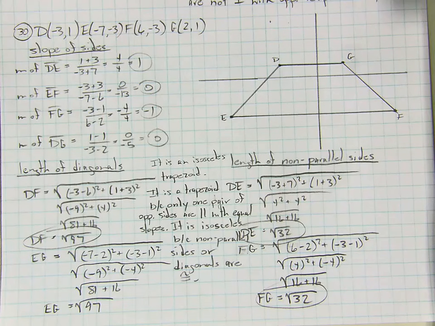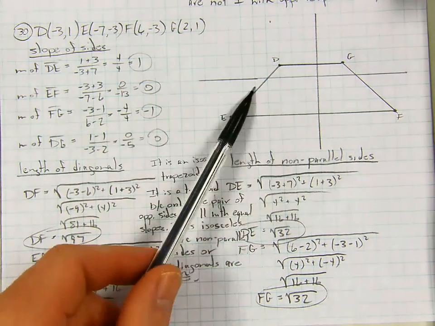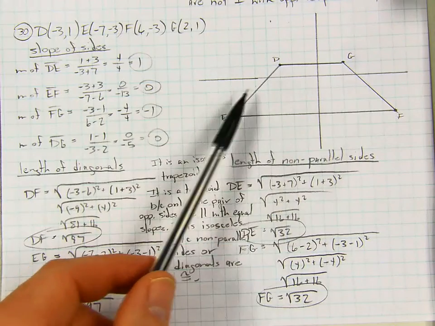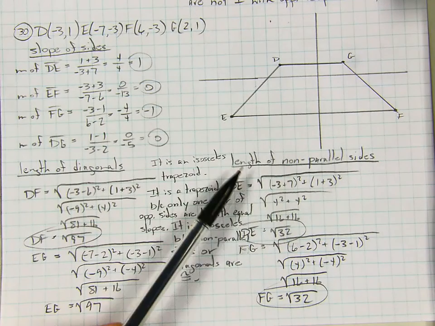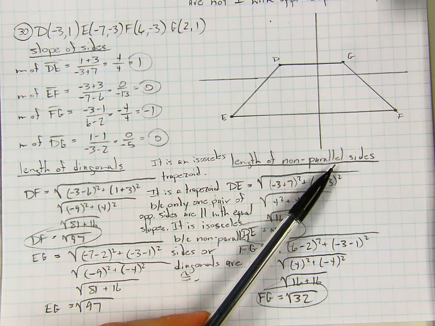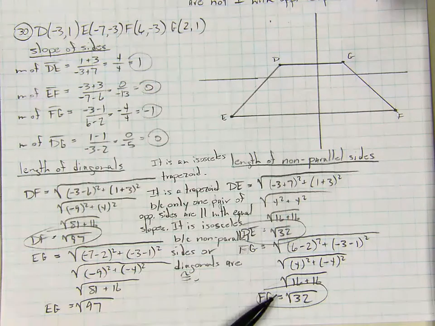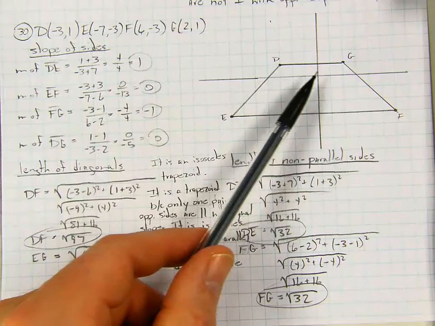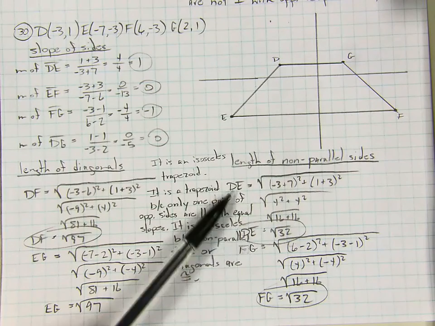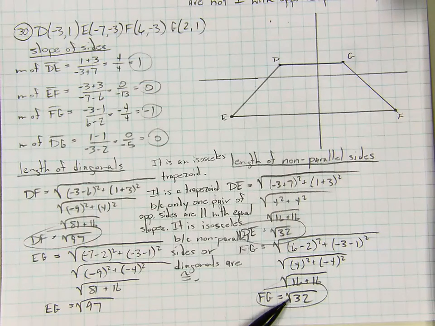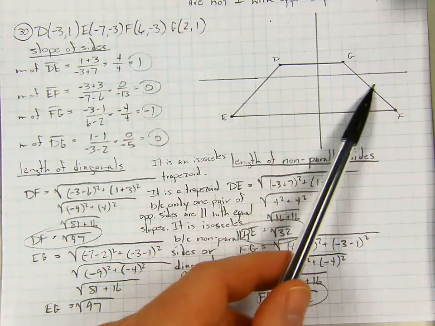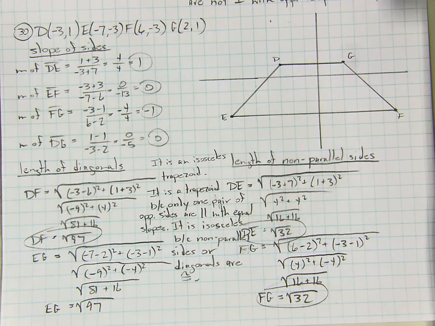So if it's a trapezoid, we need to decide, is it isosceles? Okay, there's 2 ways you can find it's isosceles, but both of them are going to require you to use the distance formula. You can take the non-parallel sides, these 2 that aren't parallel, and you can find their lengths, and that's what I did here, the length of the non-parallel sides. And if they're equal, then it's isosceles. I found the length of DE and the length of FG. They were both the square root of 32. So, yep, these 2 sides are congruent, so it's an isosceles trapezoid.